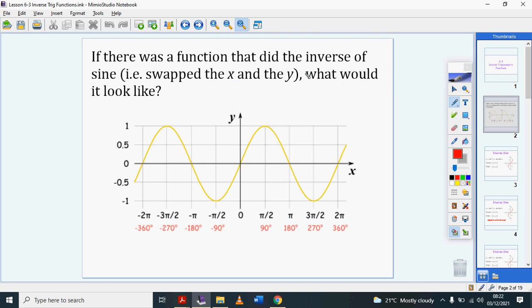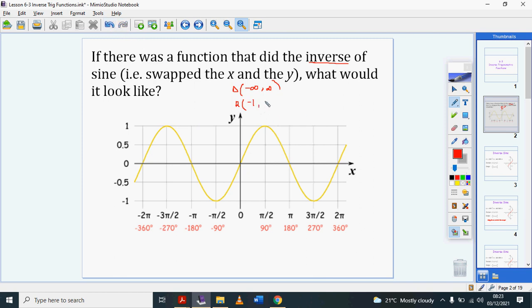So if there's a function that did the opposite of what this function does, or did the inverse of what this function does, I hope you remember that the inverses flip the x and y values, right? So the inverse would flip the domain and range. The domain of this function is currently negative infinity to infinity, and the range of this function is currently negative 1 to 1.